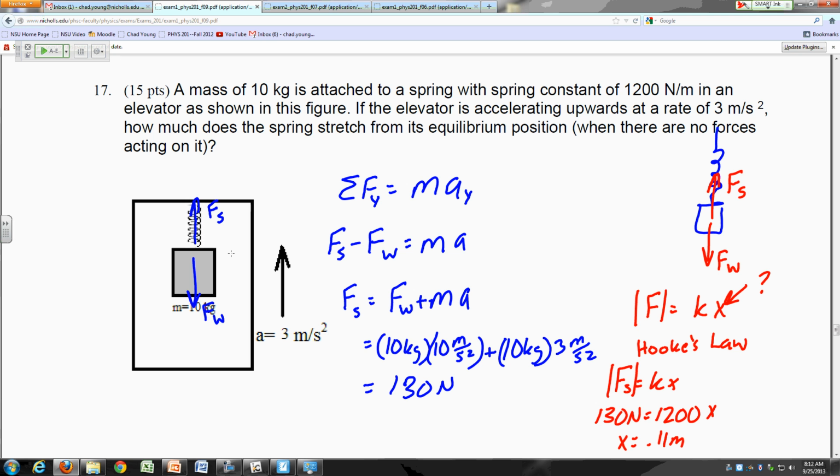Would you get 10 meters per second? Oh, that's g. Instead of 9.8, I just used 10. Remember, guys, on my test, show your work, because even if you get the wrong answer, I'll still give you a portion of the credit.